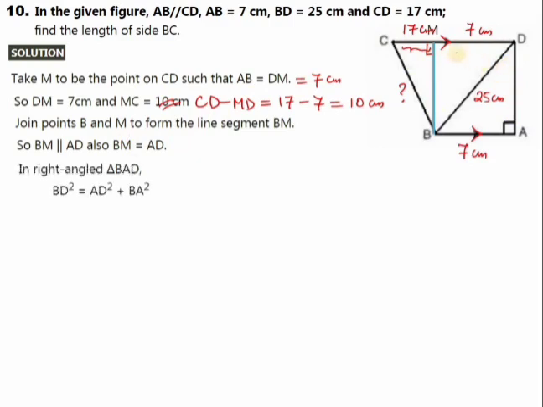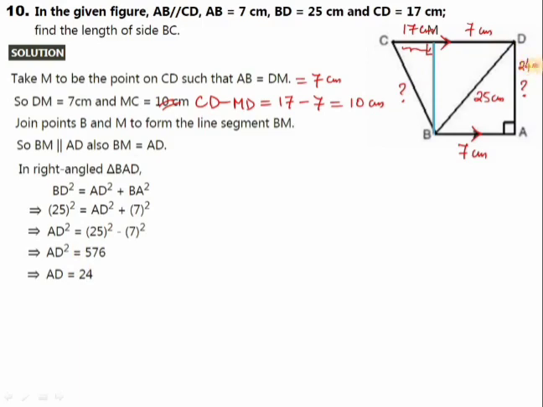So in right angle triangle BAD, look at this triangle BAD. In this triangle, you have BD and you have AB. So let's find what is AD. In this case your hypotenuse is BD, so BD square, hypotenuse square, equals perpendicular square plus base square. Now let's put the values. BD is 25, AD is not known, BA is given to be 7. So from here calculate AD. I'm not showing the calculation. AD turns out to be 24 centimeter.